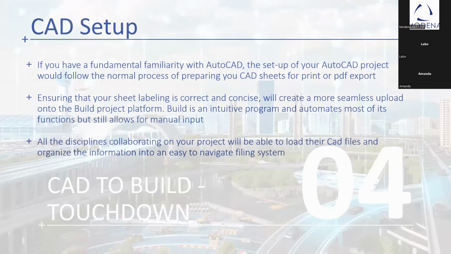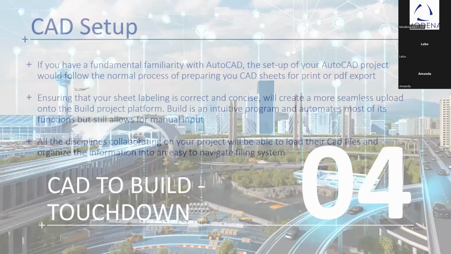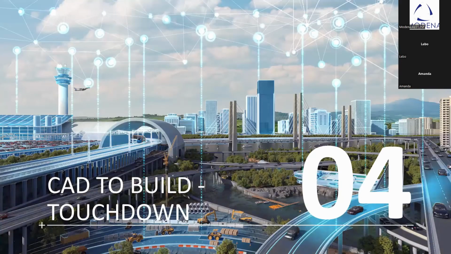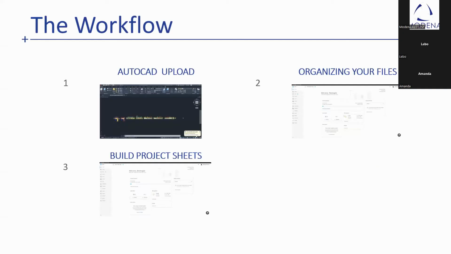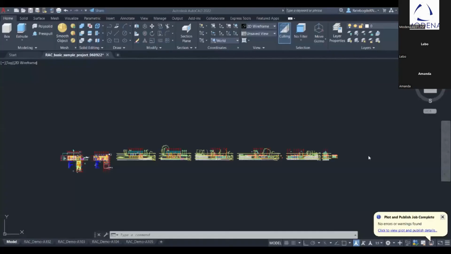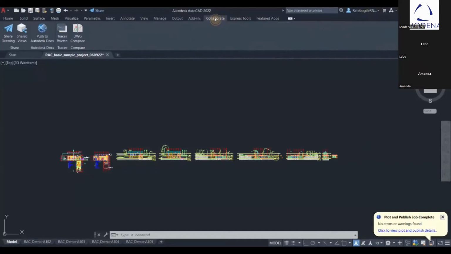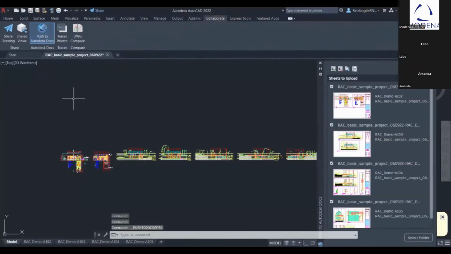Up next, we have the workflow process. So getting your CAD to Build and reaching our touchdown. So the AutoCAD upload is a quick video just to show you how you would do that. Once you're satisfied with the information that is on your CAD file and you're confident that you want to share it with your project team, then you can simply go to the Collaborate tool and click on Push to Autodesk Docs. It's in this space that you'll be able to select the sheets that you want to share to the Autodesk Build project.